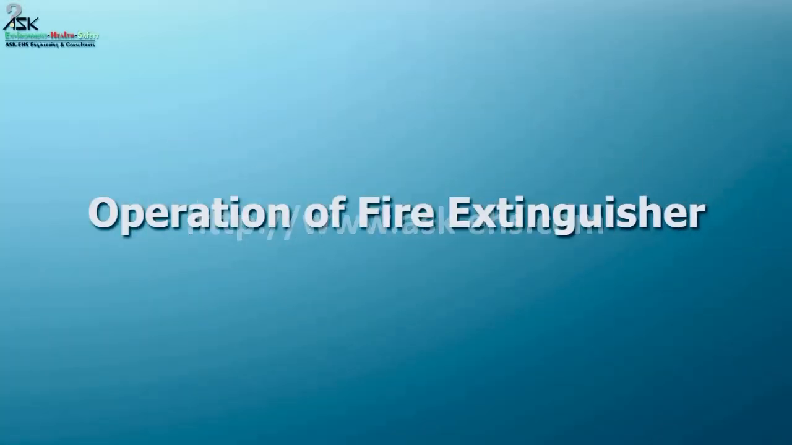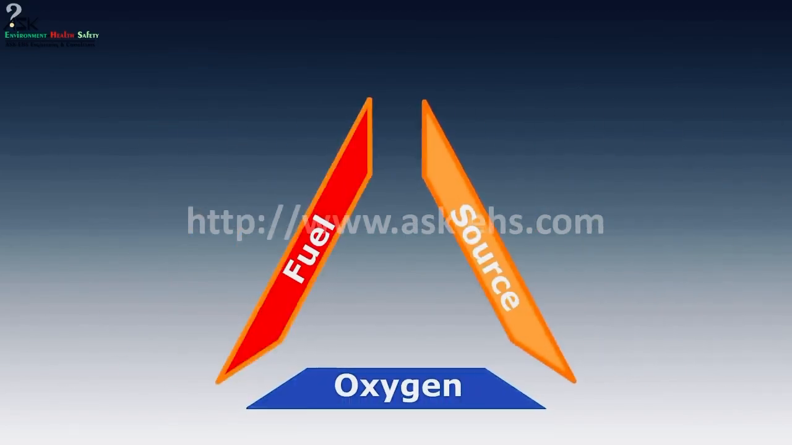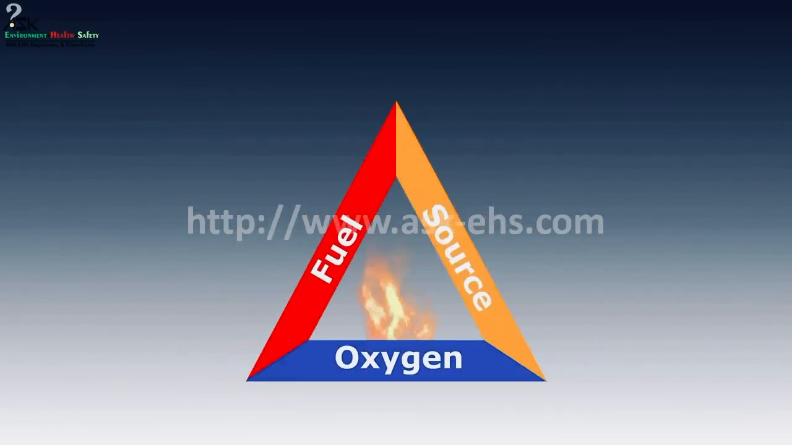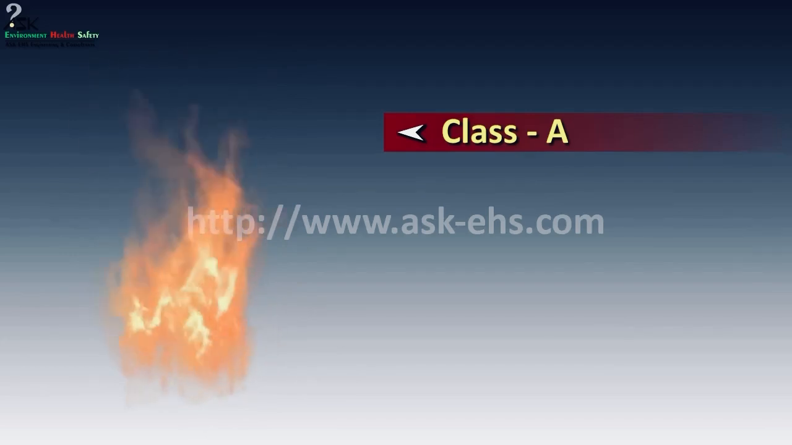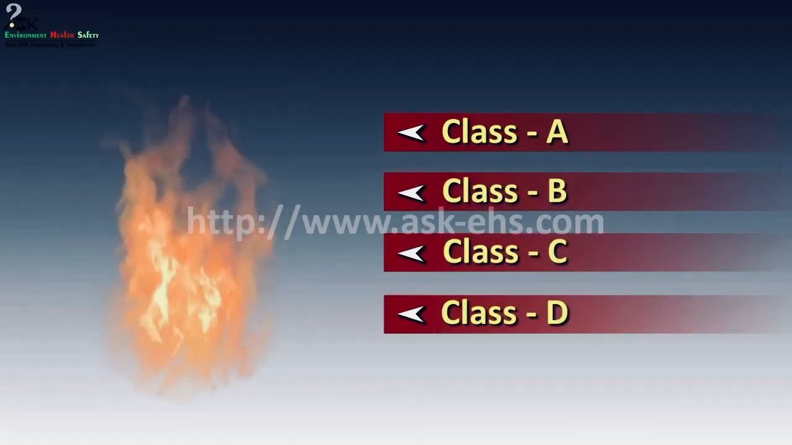Operation of fire extinguisher. There are three main reasons for fire: fuel, oxygen, and a source of ignition. By removing any one of them, the fuel or the oxygen, we can stop a fire. Fire is categorized in four parts: Class A, Class B, Class C, and Class D.